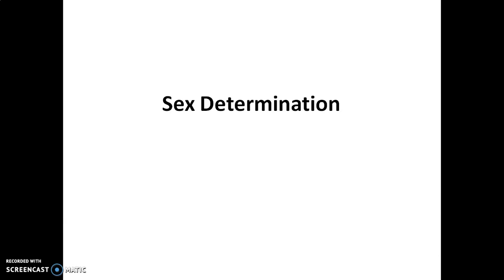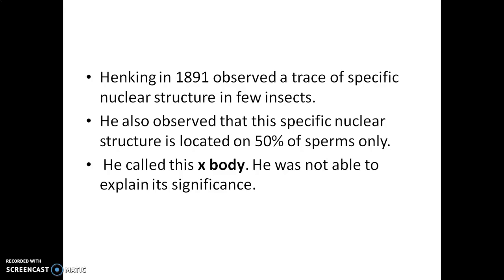Let's discuss the topic sex determination from the lesson Principles of Inheritance and Variation. Children, in the year 1891, biologist Henking observed a trace of a specific nuclear structure in a few insects. He also observed that this specific nuclear structure is located on 50% of sperms only. That means the remaining 50% of sperms are devoid of this specialized structure. He called this the X body, and he was not able to explain its significance.